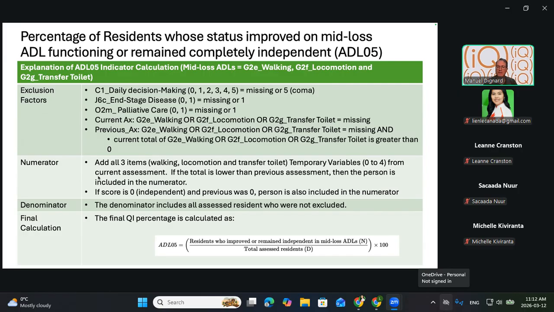So this QI helps us monitor how well interventions like restorative care, physiotherapy are helping residents regain or maintain independence in those key mobility functions. It can also indicate whether your care team is effectively supporting functional goals outlined in care plans.